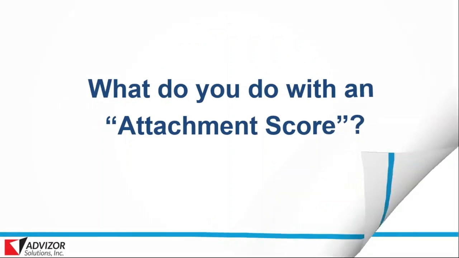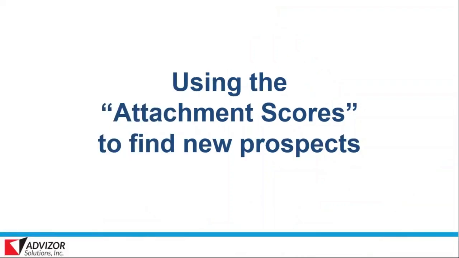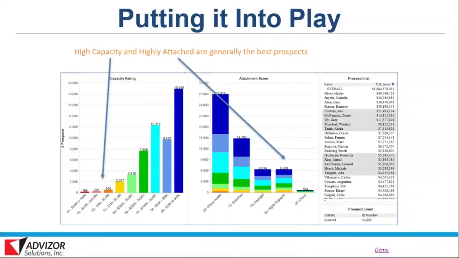So what do you do with them? Well, we're going to look first at using these things to find new prospects. So here's an example where we have high capacity prospects. These people are rated a lot. So this is 50 million or more capacity, 10 to 50 million, 500,000 to a million, and down, 25 to 50,000. We've taken off the unrated. We have then these attachment scores, which are owners, highly engaged, engaged, detached, disconnected, which we talked about earlier, where they came from.